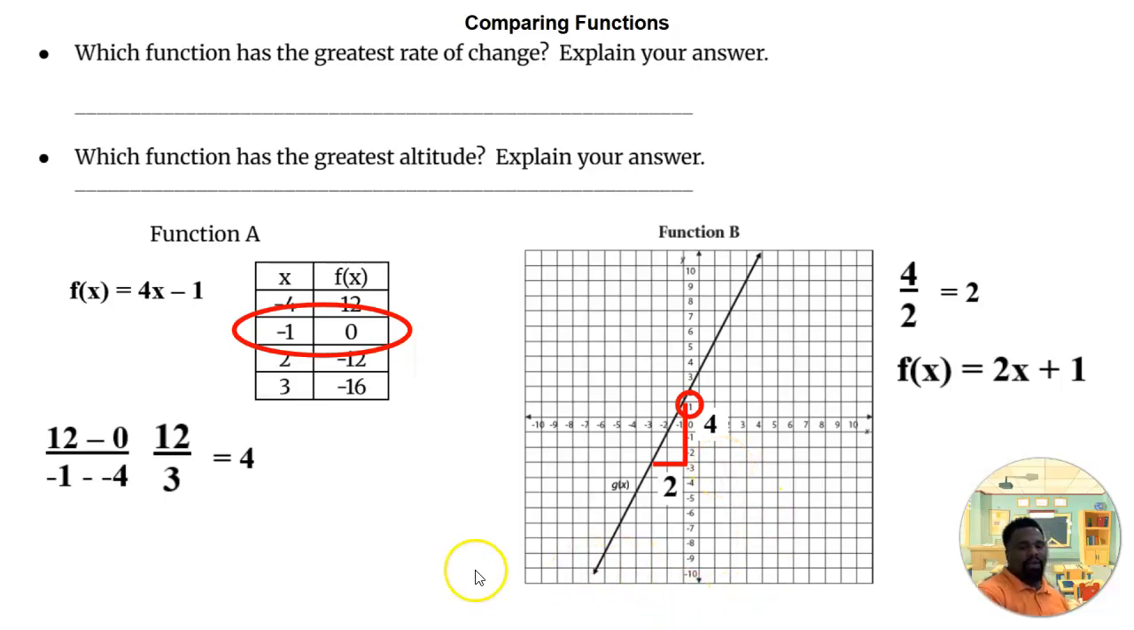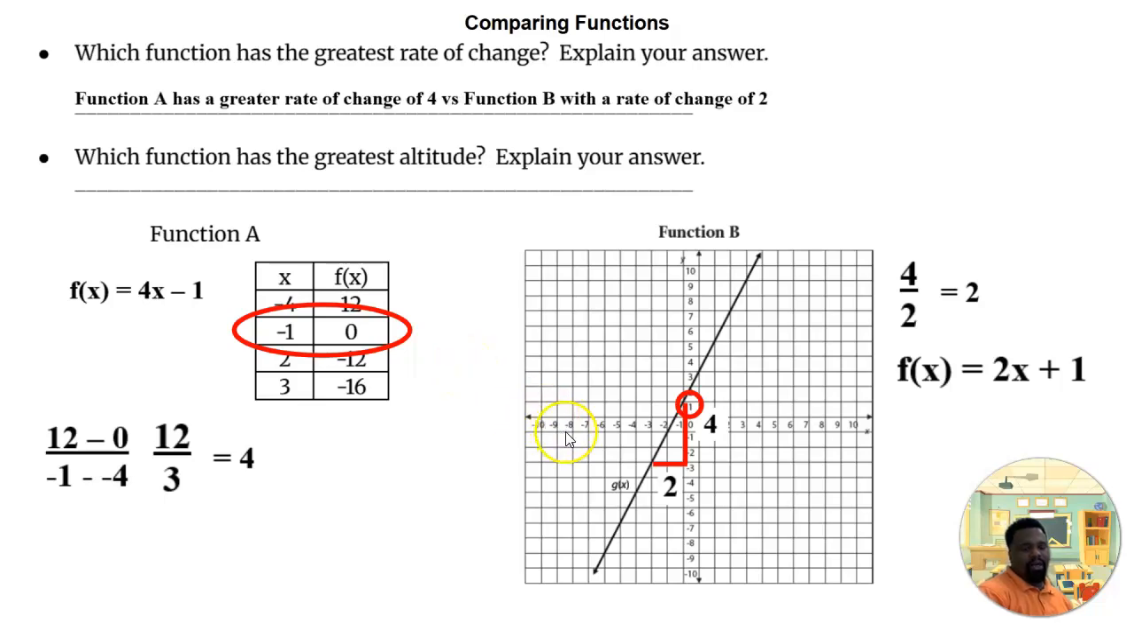Which function has a greater rate of change? Even though this is a -4, 4 is faster, so it decreases faster than function B increases. So function A still has the greater rate of change. As far as the greater altitude, it's still going to be function B. Function B will have an altitude of 1 versus function A, which will have an altitude of -4.